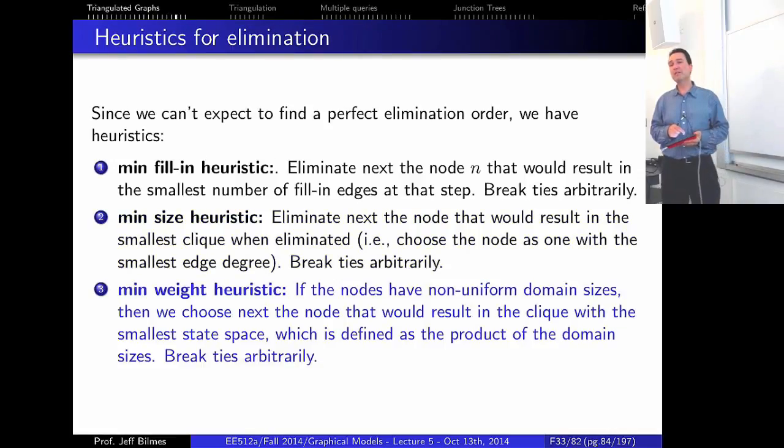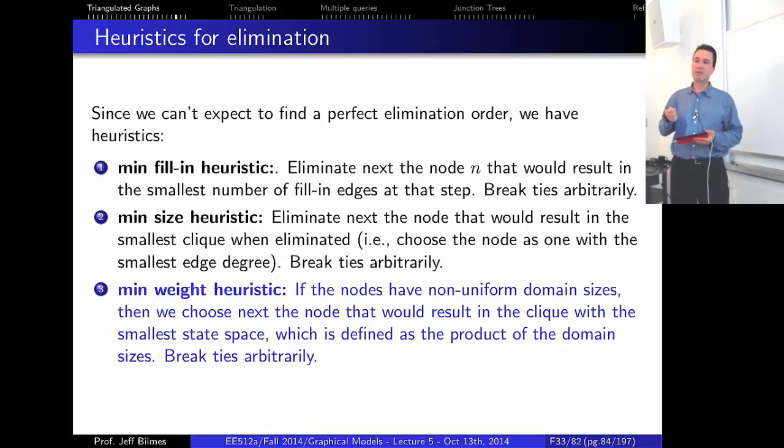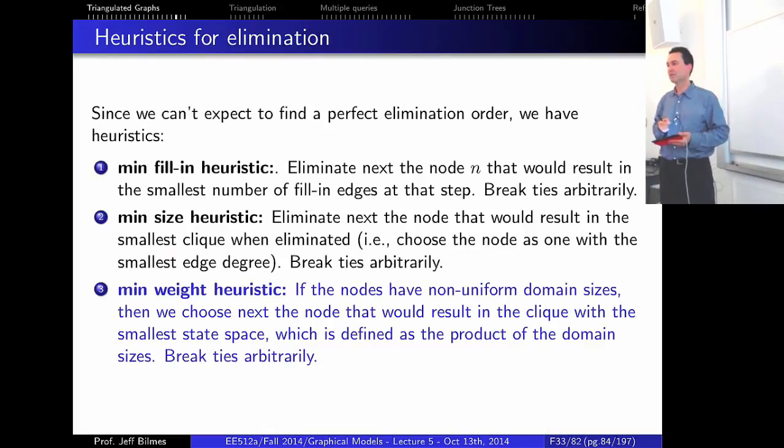A third one is the minimum weight heuristic. In general, when the random variables don't have the same number of values, the first two heuristics sort of work when all the random variables have the same number of values, like r, the letter we've been using. But it's not necessarily the case that the neighbors of a node you're about to eliminate have the same set of values. So what you might do is eliminate the node that has the smallest state space, or the smallest weight, where the weight is defined as the product of the cardinalities of the neighbor random variables at the time that you eliminate one.